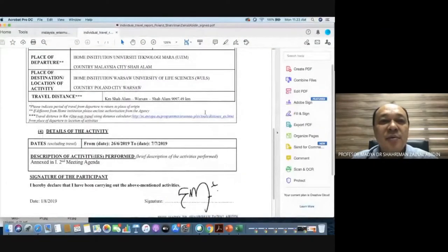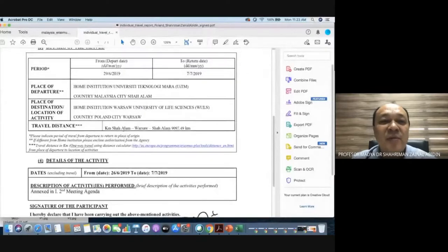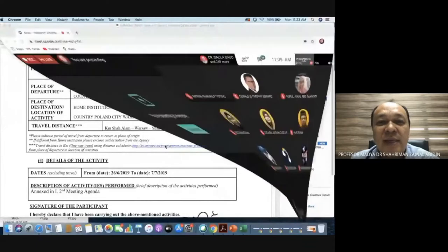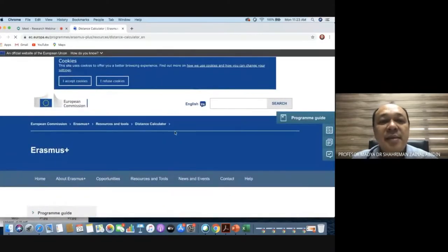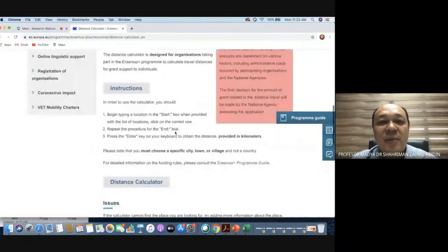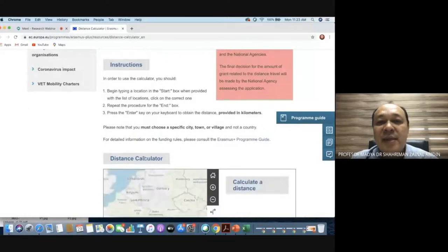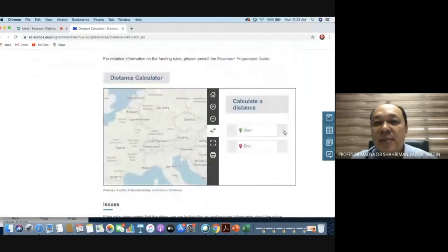Dan untuk nak tahu berapa kilometer ni, kita tak boleh guna Google Map, kita kena guna EU EC punya calculator lah. So EC calculator dia, dia bentuk dia macam inilah. Kita klik sini, dia akan keluar calculator ni, kita tulis berapa distance lah. Distance calculator kan, contohnya pergi daripada mana? Malaysia, UITM.